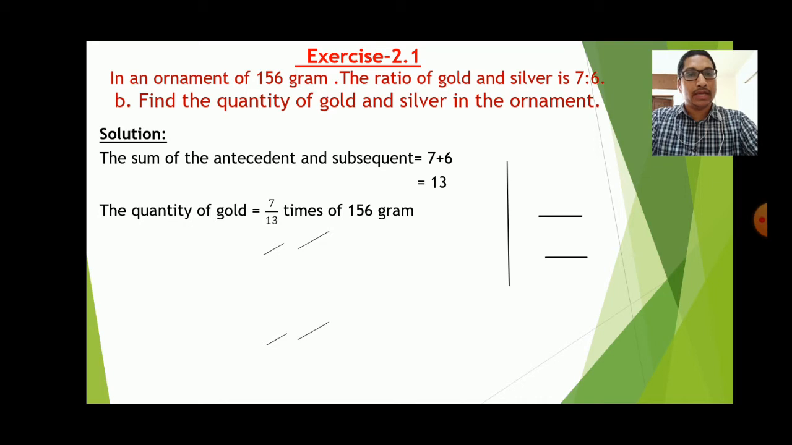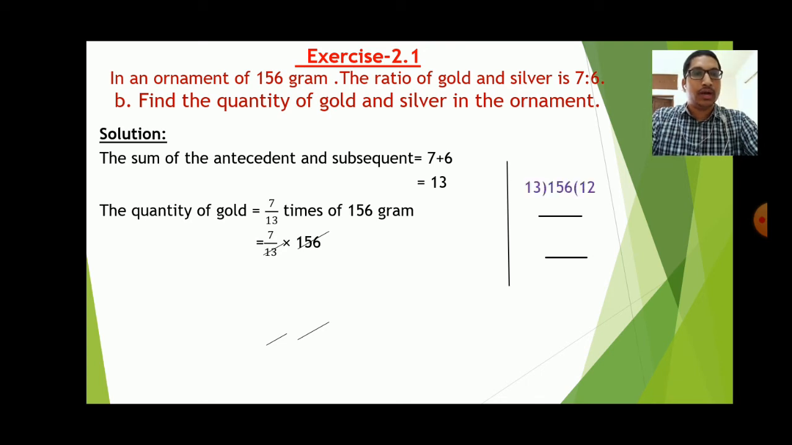Of means multiplication. So we can write it this way: 7 by 13 multiplied by 156. That means here we have to divide 156 by 13, and after that we will multiply with 7. Here we will divide 156 by 13. Okay, now we will divide it.